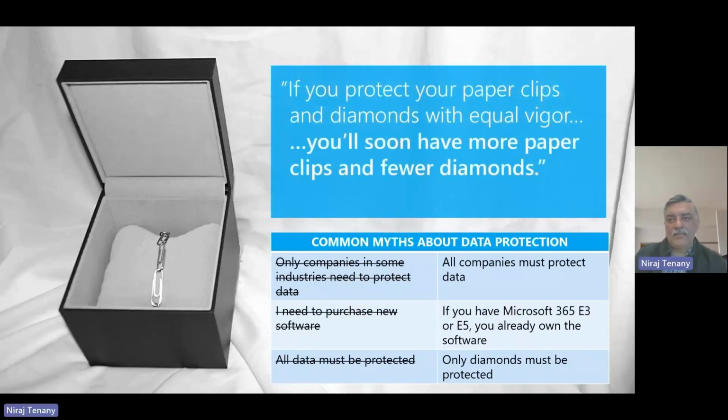There's a famous saying by a U.S. Secretary of State that if you protect your paper clips and diamonds with equal vigor, you will soon have more paper clips and fewer diamonds. What this really implies is that with the large volume of information that's getting created, you really have to identify which are your diamonds and protect them with the utmost care. If you try to protect everything in the organization, it may actually not yield the desired result that you're looking for.